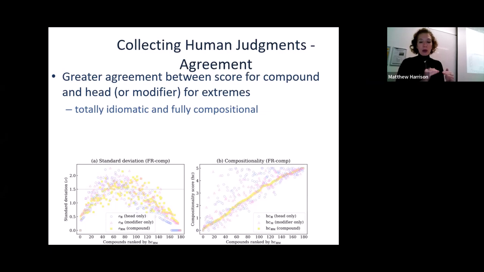But luckily, when we plotted the same 180 compounds in terms of the average compositionality score that we obtained, we could see this very nice diagonal line here, which more or less reflected well the expectations we had: one third of them compositional, one third idiomatic, and one third in the middle.